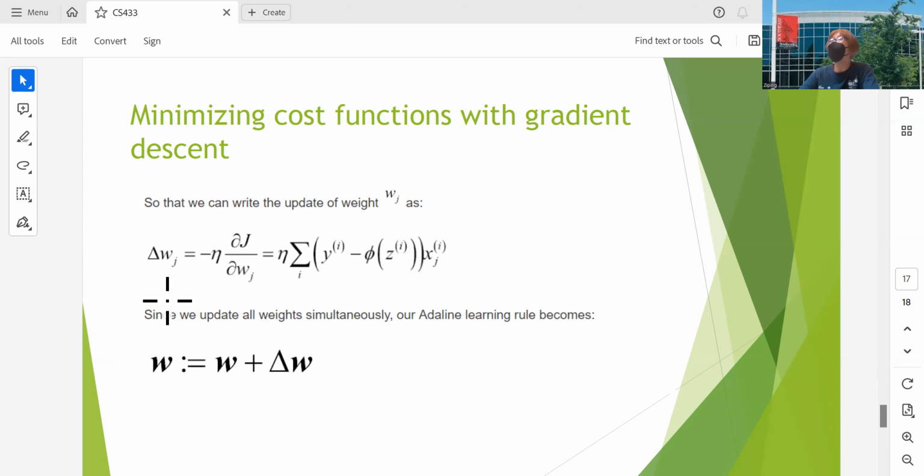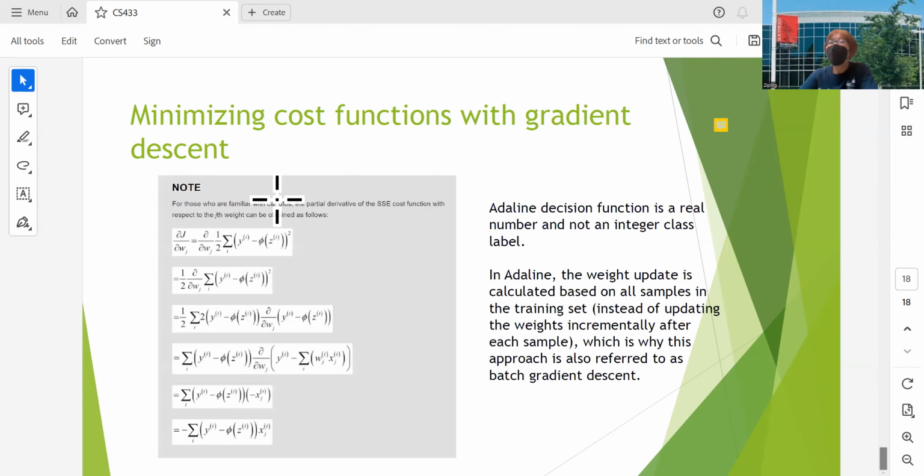So how do we find the delta W? Here it says learning rate times the gradient. And in this quadratic expression case, the gradient can be calculated like this. And then you just update the weight. So that's the whole idea. And here it gives us more of the math background behind this.